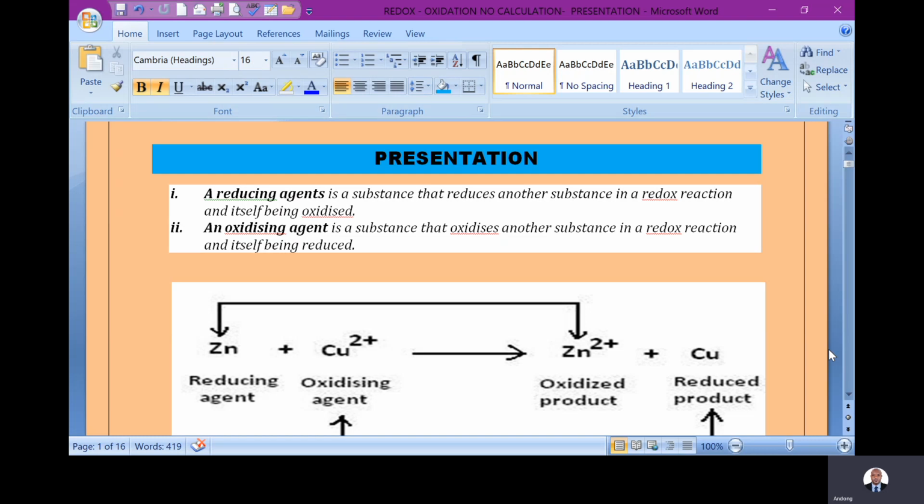When two reagents or reactants are reacting, one must be a reducing agent and one must be an oxidizing agent. The one that is an oxidizing agent will oxidize the other reactant and itself be reduced. In other words, the one that is a reducing agent will reduce the other reactant and itself be oxidized. This is an example of it.